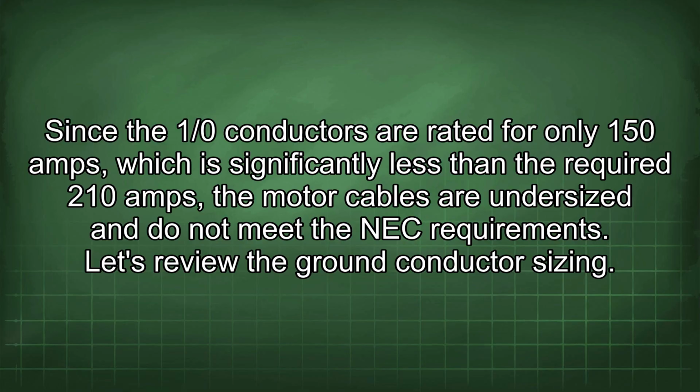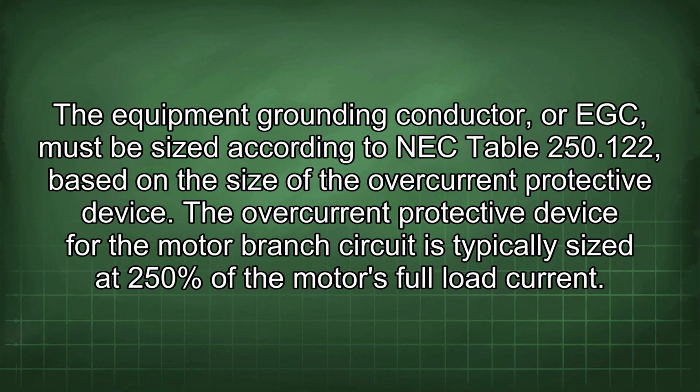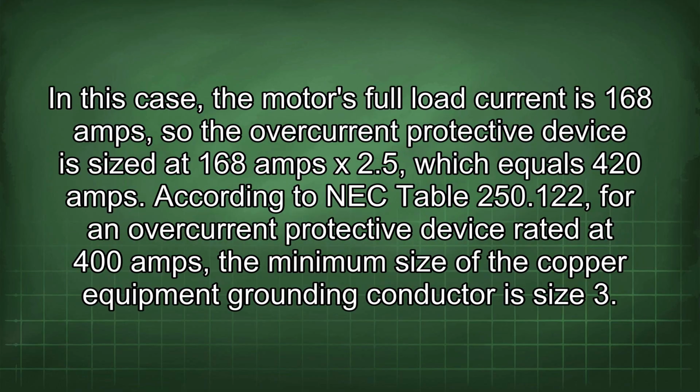Let's review the ground conductor sizing. The equipment grounding conductor, or EGC, must be sized according to NEC Table 250.122, based on the size of the overcurrent protective device. The overcurrent protective device for the motor branch circuit is typically sized at 250% of the motor's full load current. In this case, the motor's full load current is 168 amps, so the overcurrent protective device is sized at 168 amps x 2.5, which equals 420 amps.